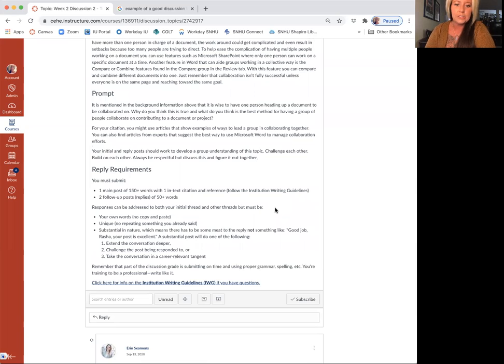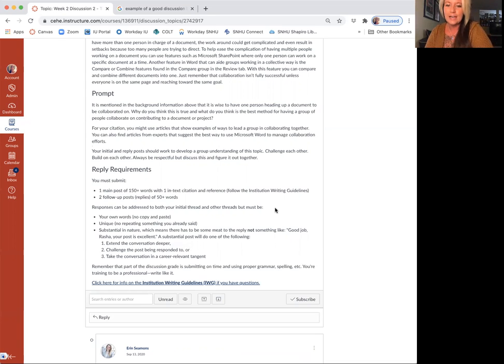So basically what you're going to be doing is discussing your prompt. I'm just going to read it real quick. It is mentioned in the background information that it is wise to have one person heading up a document to be collaborated on. Why do you think this is true? And what do you think is the best method for having a group of people collaborate on contributing to a document or project? So think about that.